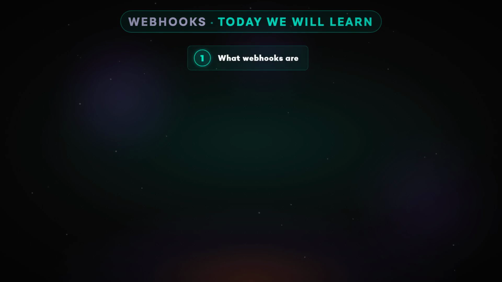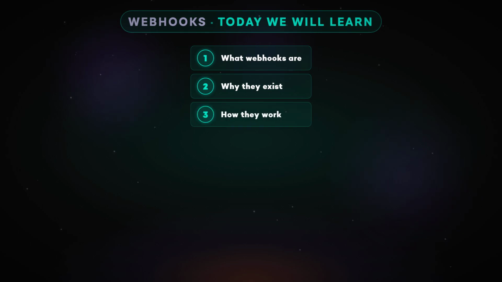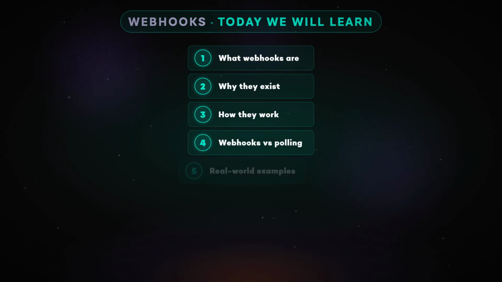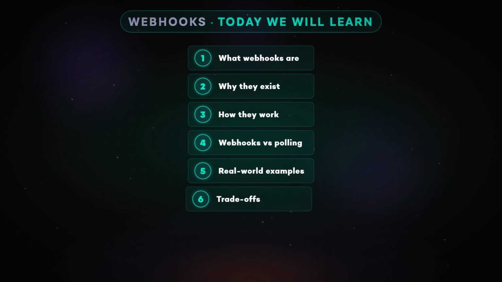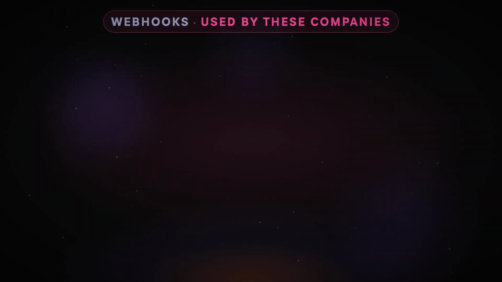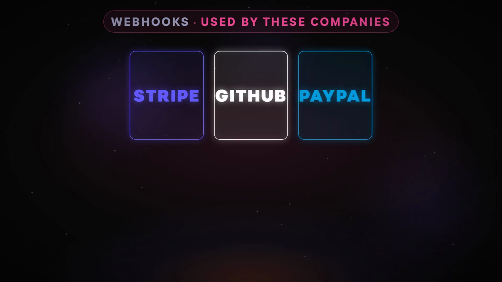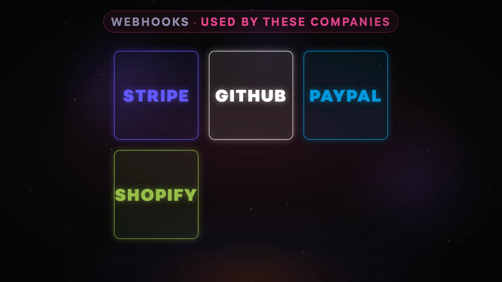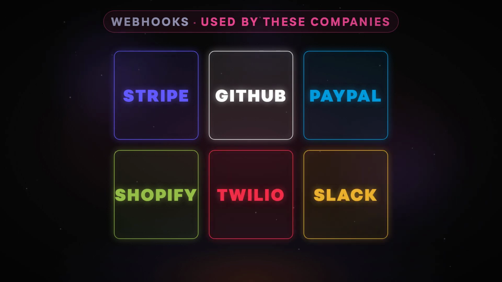Today we will learn what webhooks are, why they exist, how they work, webhooks versus polling, real world examples, trade-offs, security considerations, and frequently asked interview questions. By the end of this lesson, you will understand why companies like Stripe, GitHub, PayPal, Shopify, Twilio, Slack heavily rely on webhooks. Before that, let's try to understand what the problem is: how do systems notify each other?